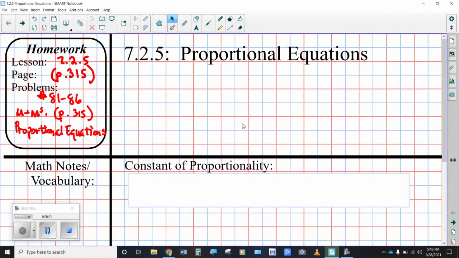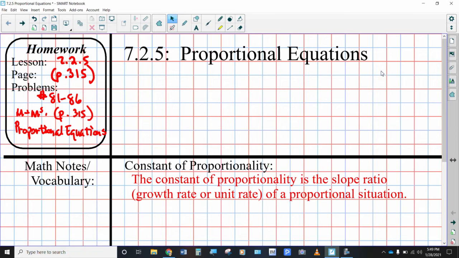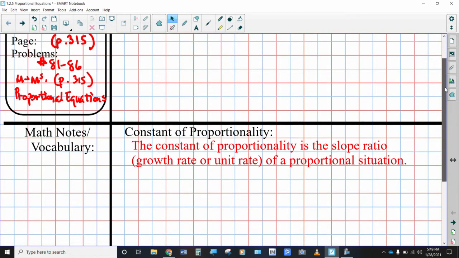All right, let's take a look at lesson 7.2.5. We are now going to start taking what we know about equations and slope ratios and y-intercepts and all, and sort of blend it in with what we learned all last year about proportions and proportional reasoning, and we are going to create proportional equations. So, first of all, the constant of proportionality. That's a term that's kind of important here. The constant of proportionality is the slope ratio. Highlight that, the slope ratio of the proportional situation.